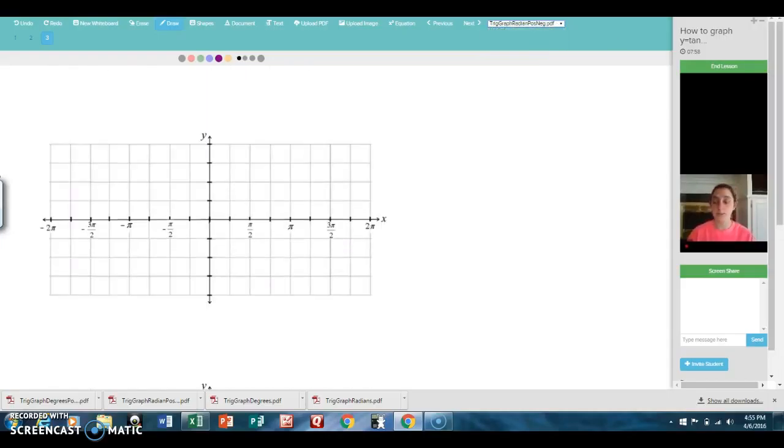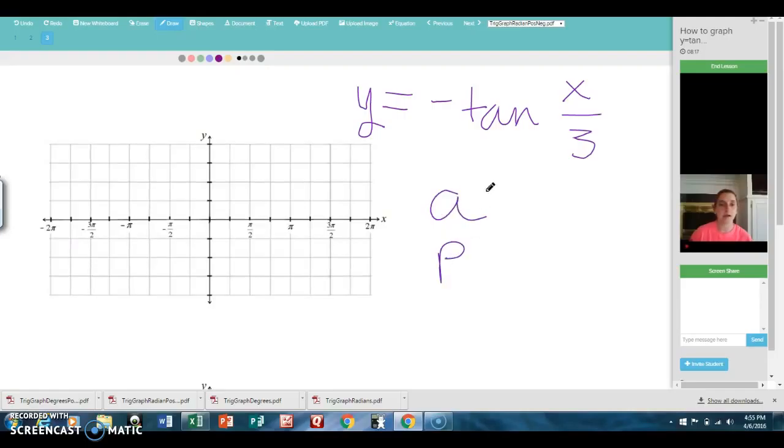I'm going to skip the parent graphs this time, so let's just take a look at some transformations. What I'd like to show you is what happens when we make tangent negative. So let's do negative tangent of x over 3. Let's start by identifying A and the period. The A value here is 1. The negative does something else. That's the reflection. And the period is not 2 pi over b, just pi over b, because we're talking about tangent. So it's going to be pi over 1/3, not pi over 3. Be careful. So the period is 3 pi.